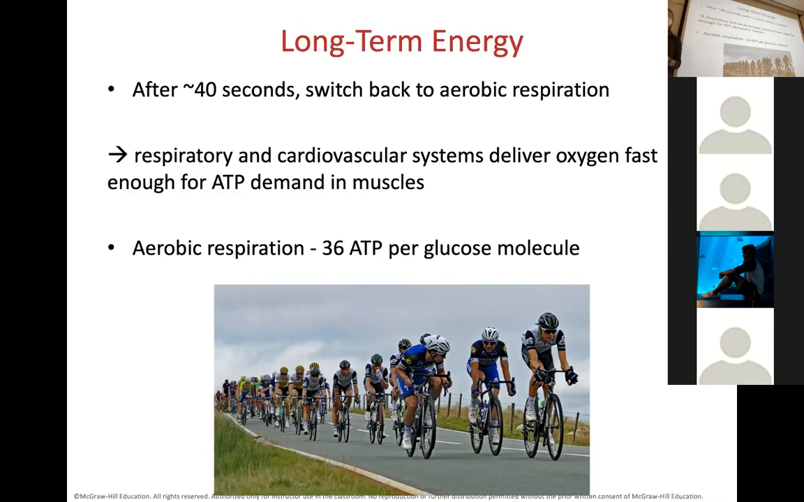So that wraps up the trajectory of ATP synthesis. It can obviously switch back. If you increase your intensity, you might switch back to anaerobic if your respiratory and cardiovascular system can't keep up. So it doesn't necessarily go in only one direction, but this is the general trend.